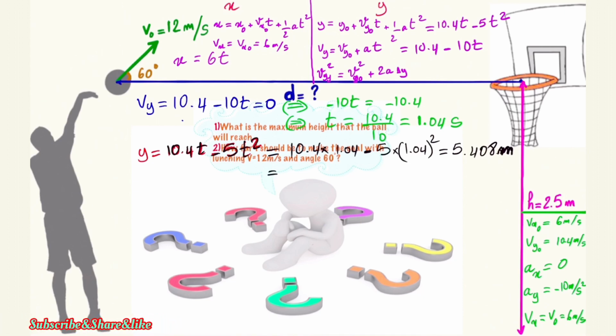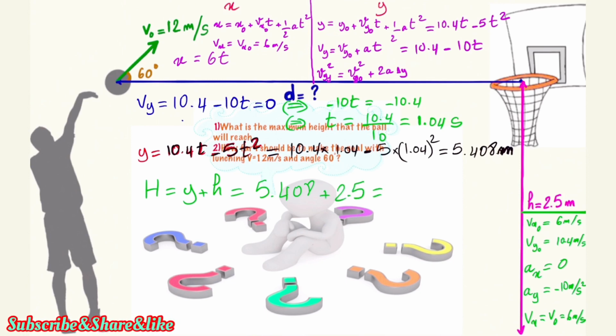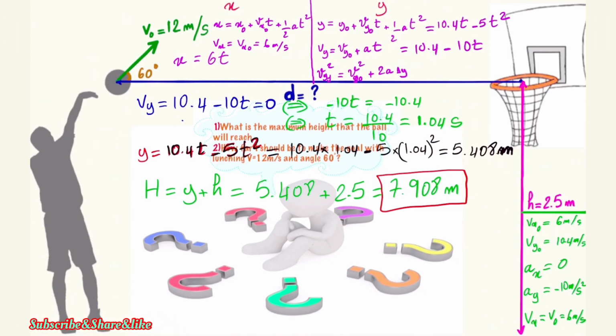However, we want to see how high it is from the ground. So we will take the height y plus h. Therefore, the height, we call it big H, because I used the small h here, will be equal to y plus h, which is 5.408 plus 2.5, giving us 7.908 meters. So this is the maximum height that the ball is going to reach from the ground. So now we found the height. Let's find the second question.